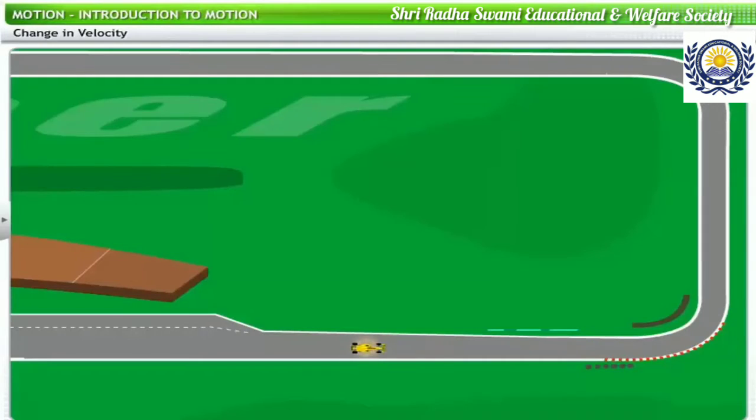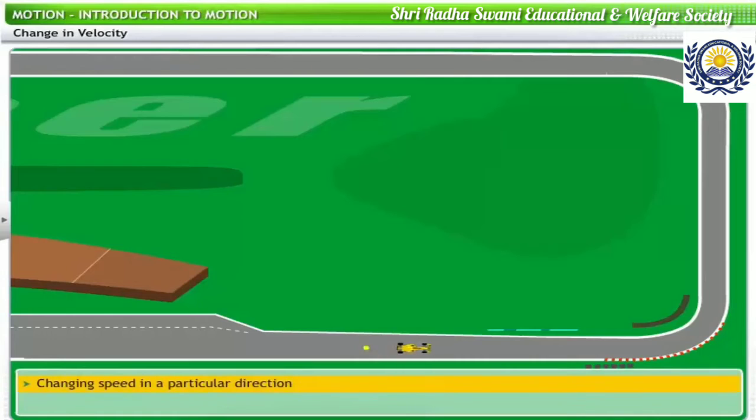Velocity of an object can change either by changing its speed in a particular direction, or by keeping the speed constant and changing the direction. When the yellow car takes a turn and moves ahead, its velocity becomes variable.